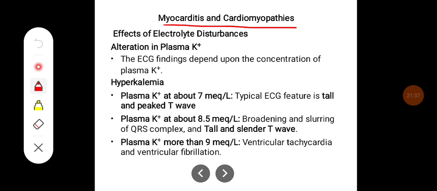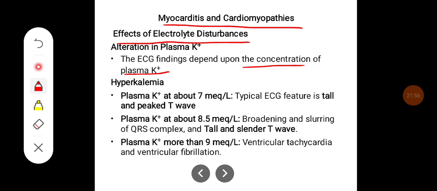The ECG changes in myocarditis and cardiomyopathies. Okay, so, effect of different electrolyte disturbances. Alteration in the plasma, the ECG findings depend on the concentration of the plasma.